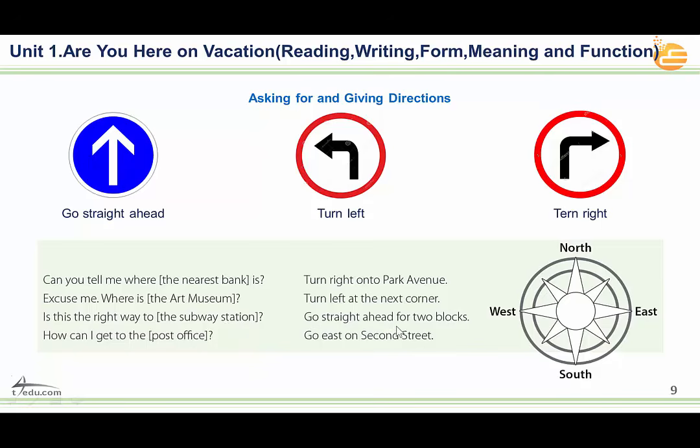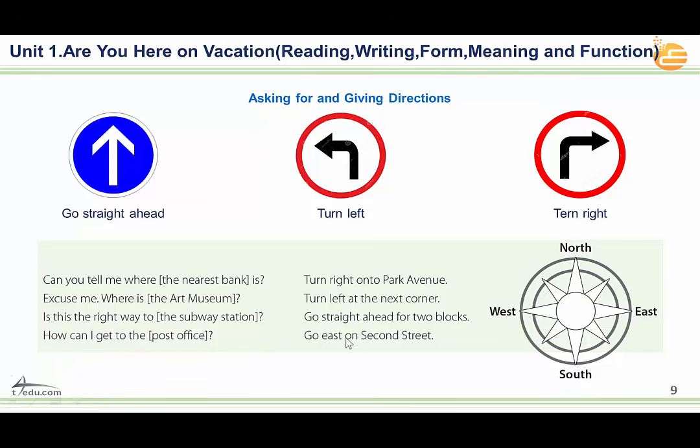Okay, go straight ahead for 2 blocks. Go straight ahead for 1 block. Go straight ahead for 3, 4, 5 blocks, and so on. The last question: How can I get to the post office? How can I get to the restaurant? How can I get to the bank, for example?